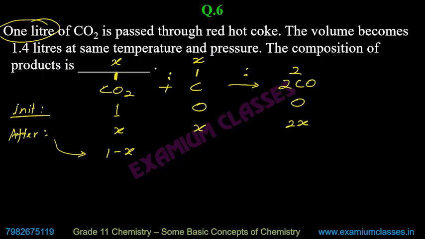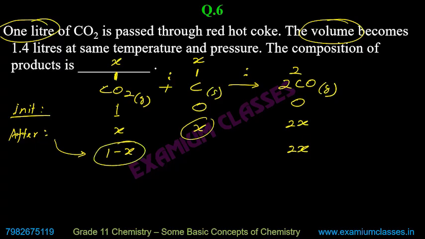And volume is written here. Volume will be of gaseous products only. And this is 2X. This is solid. So this is gaseous. This is gaseous. This is solid. It means the sum of these two is equal to 1.4 liters. Understand this point very clearly.